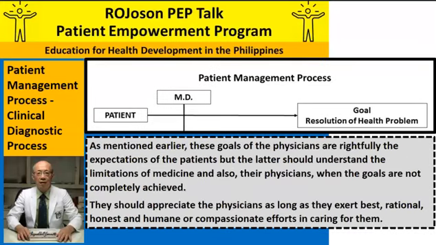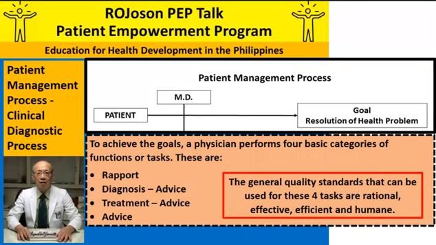As mentioned earlier, these goals of the physicians are rightfully the expectation of the patients, but the latter, meaning the patient, should understand the limitation of medicine and also their physicians when the goals are not completely achieved. They should appreciate the physicians as long as they exert best, rational, honest, and humane or compassionate efforts in caring for them.